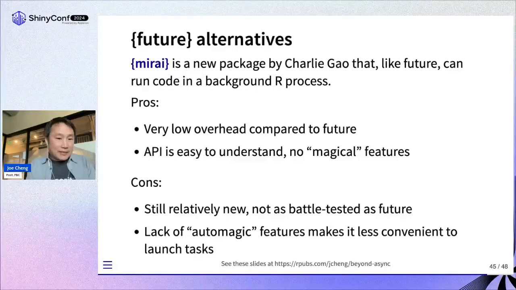On the plus side, it's very fast. The API is easy to understand. It's pretty simple. On the con side, it's still relatively new, so it's not as battle tested, and it lacks the sort of automagic features. The API is easy to understand, but it is less convenient to use. To launch tasks, you have to do more work to set up your remote R process to get all the data and functions that it needs.